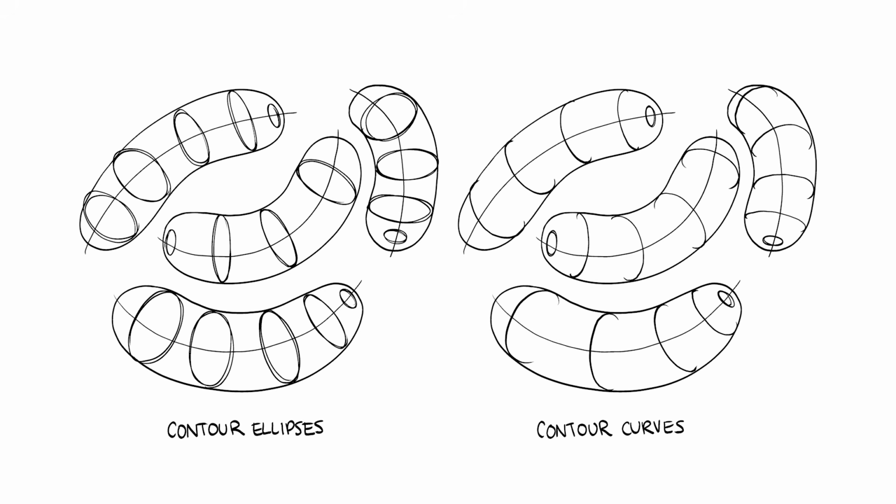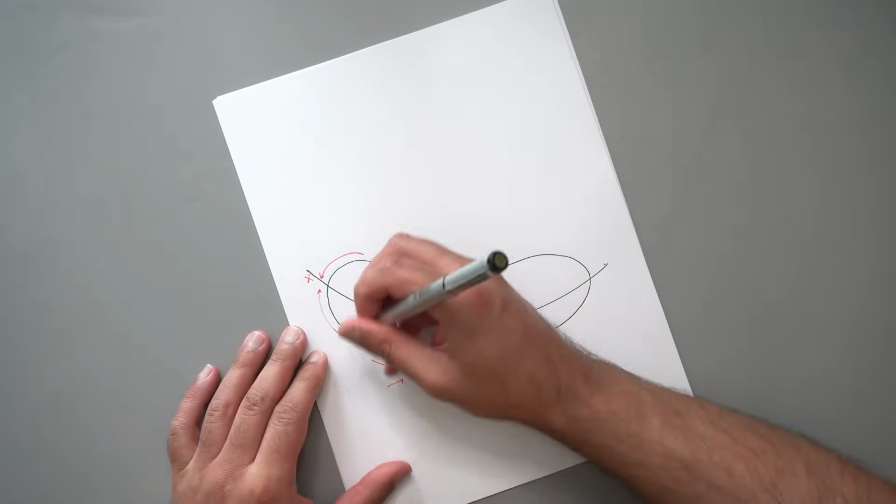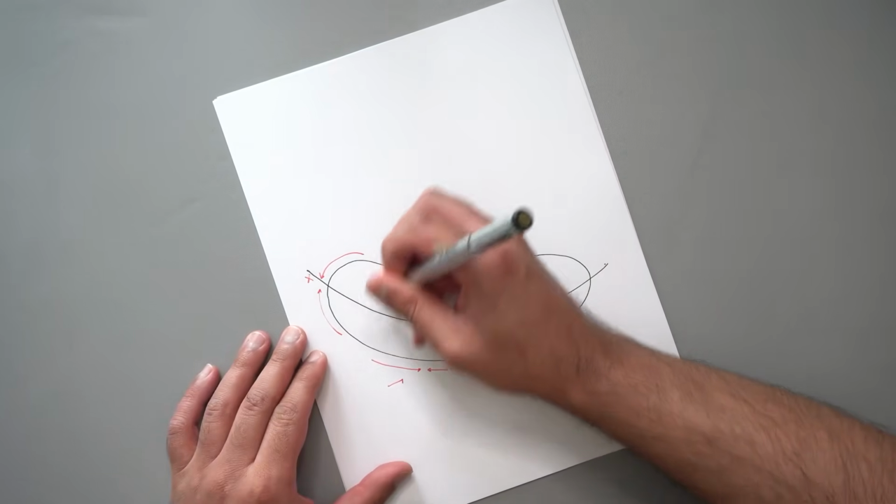Contour curves, however, are where we only draw the visible portion of the larger ellipse. The homework for this exercise involves both of these, but first we'll look at the contour ellipses.